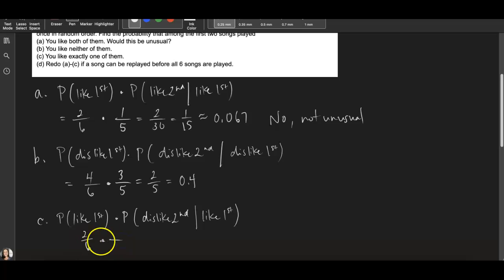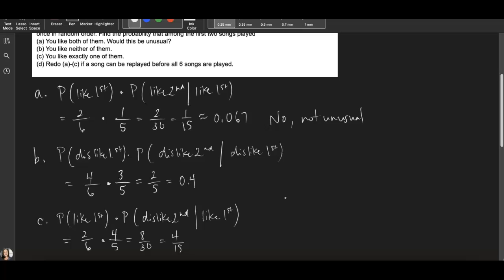Remember, you've already selected one song. It's gone. You have 5 songs left. So of those 5 songs, you now dislike 4 of them. So that means 4 over 15 is the probability that it happens in this order.